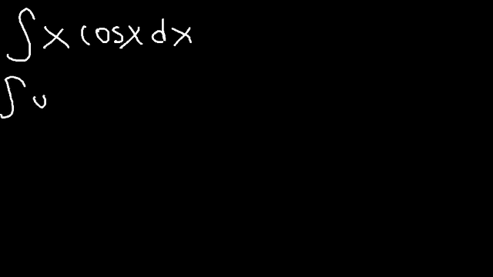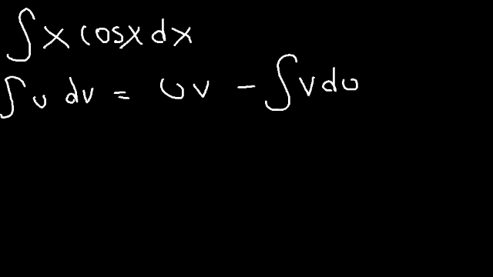Now what if you were to see this? What is the antiderivative of x cosine x dx? We can't really use u substitution here. The derivative of cosine is negative sine. That's not going to cancel the x. So u substitution won't work. There's something else called integration by parts. And here's the formula. The integration of u dv is equal to uv minus the antiderivative of v du. Let's make u equal to x.